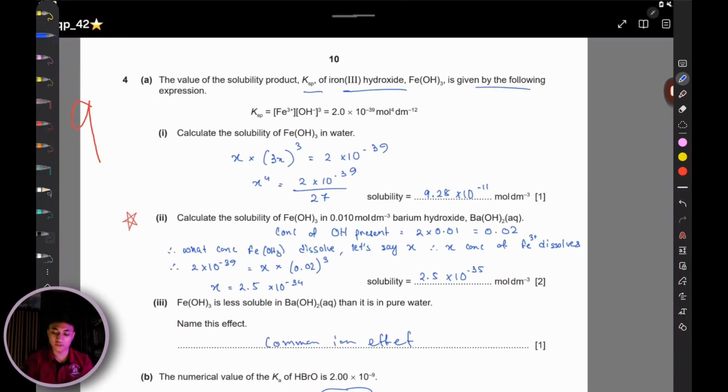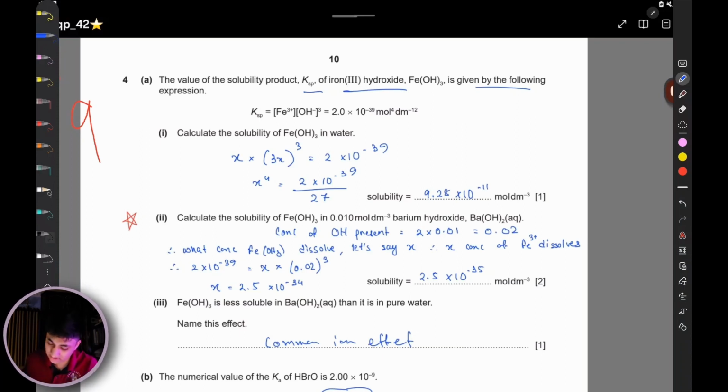The value of the solubility product Ksp of iron 3 hydroxide is given by the following expression. So the Ksp is given of iron 3 hydroxide. So iron has an oxidation state of 3+, and OH in the Ksp is going to have a power of what? 3. So that is your Ksp given, and calculate the solubility of iron hydroxide in water.